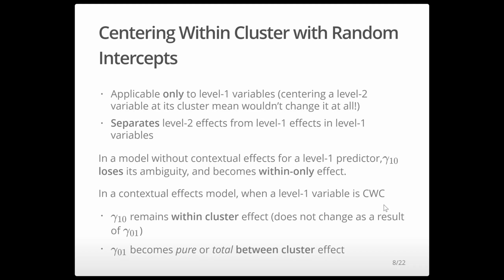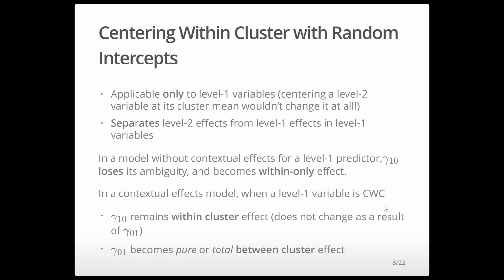So in a model without contextual effects, a level 1 predictor loses its ambiguity and it becomes a within-only effect. In a contextual effects model, when a level 1 variable is centered within cluster, the gamma 0,1, the level 1 effect, remains a within cluster effect. It doesn't change as a result of adding the level 2 predictor. And the level 2 predictor, the contextual effect, becomes a pure or total between cluster effect.